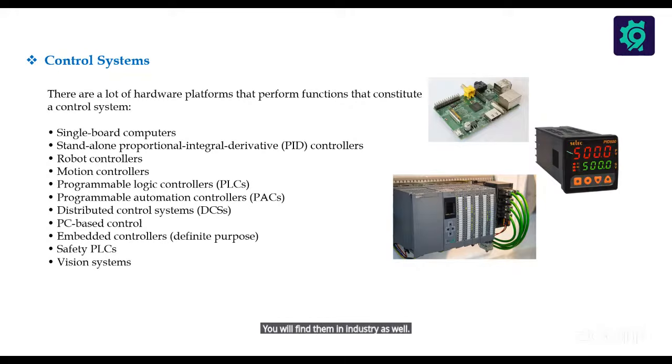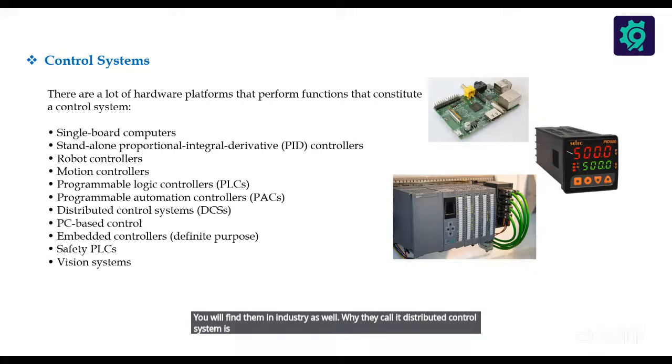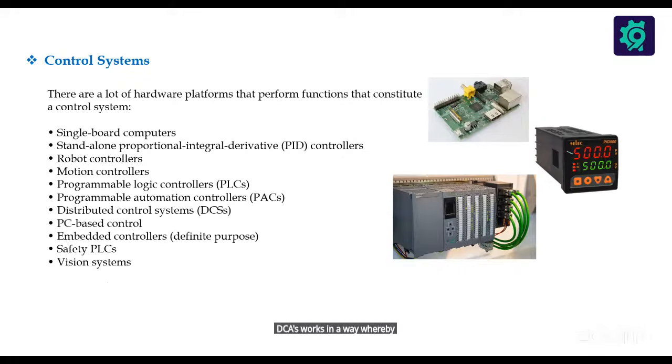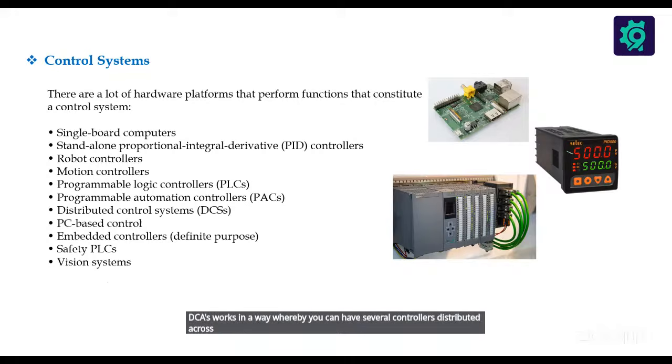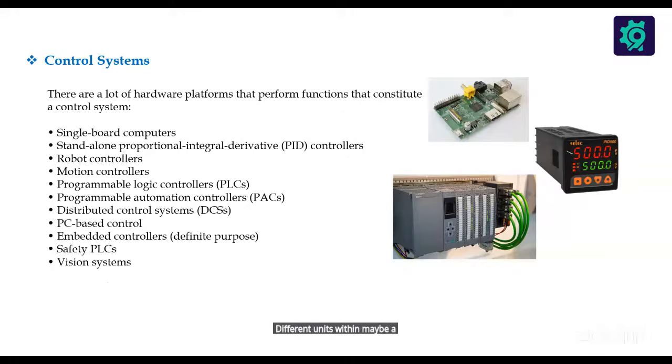Why they call it a distributed control system is that, unlike a PLC whose operation is most of the time localized to a particular function or a particular piece of equipment, a DCS works in a way whereby you can have several controllers distributed across different units within maybe a single plant, right? And then everything is integrated through a database system whereby each controller communicates with the others through the database system, right?